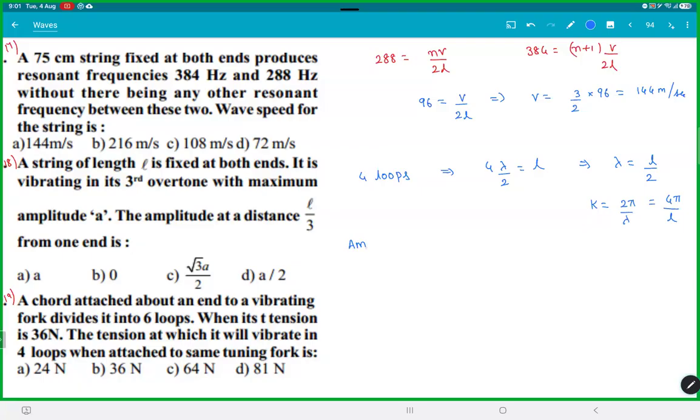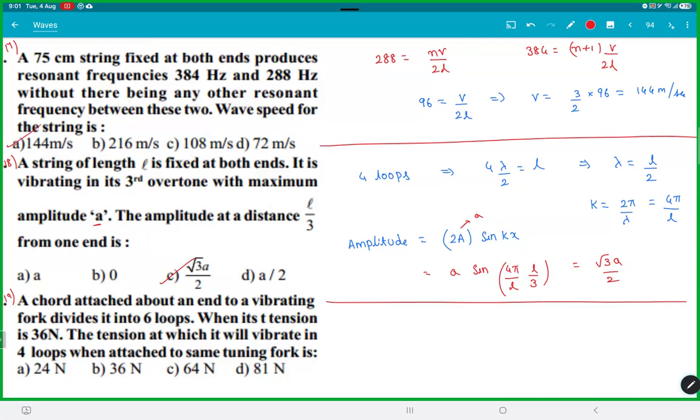Next thing, we know the formula for amplitude. Amplitude is 2a sine kx. But it is given in the question, the maximum amplitude was small a. He is asking amplitude at a distance of L by 3. So this would be a sine k, which is 4 pi by L into L by 3. That is sine 4 pi by 3, which is sine 120, which is root 3a by 2. Hope you're getting these questions. These are pretty straightforward. You just put the formula and you get the answers.